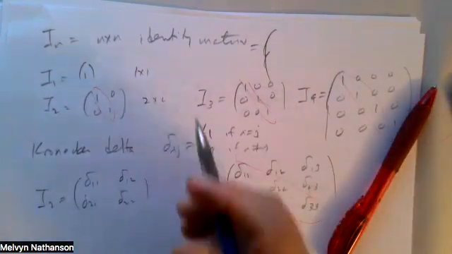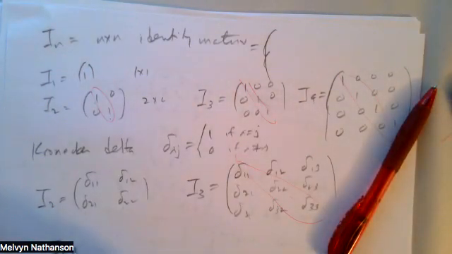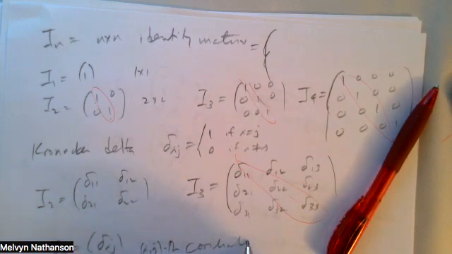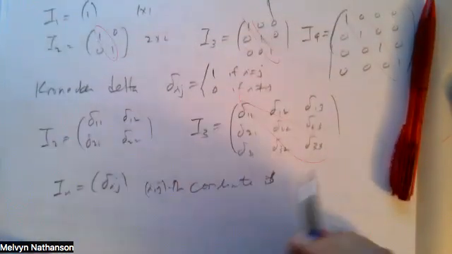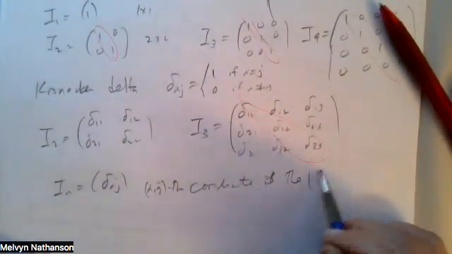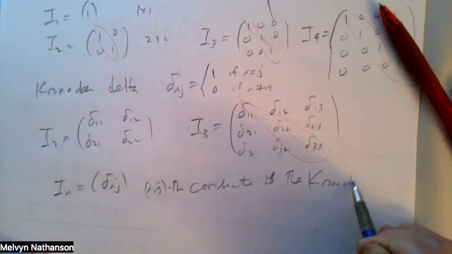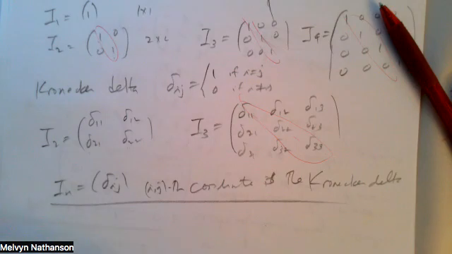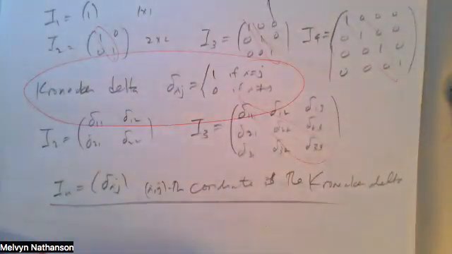So in general, In is the matrix where the ijth coefficient, or the ijth coordinate, is the Kronecker delta. Now, this is an important function to learn because we're going to use it all the time.